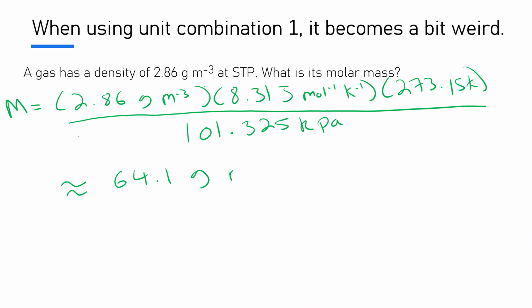64.1 grams per mole, which to three significant figures is the molar mass of sulfur dioxide. So by using kilopascals for our units for pressure, we were able to produce a more sensible answer for the molar mass of this unknown gas, and we were able to match it to the molar mass of sulfur dioxide. Therefore, we can assume that the unknown gas in this system under these conditions is sulfur dioxide. This demonstrates once again, as we did previously when we calculated density using unit combination 1, it is better to use kilopascals for the units for pressure rather than pascals.